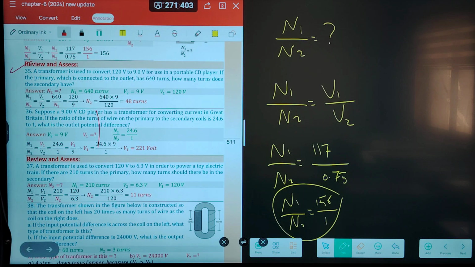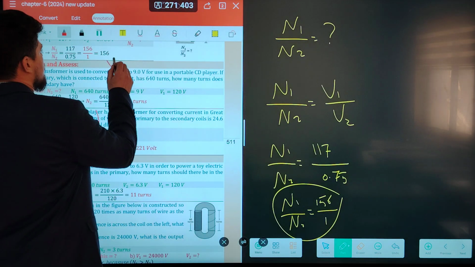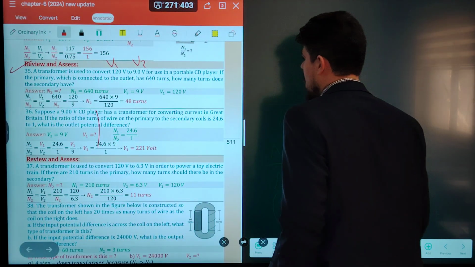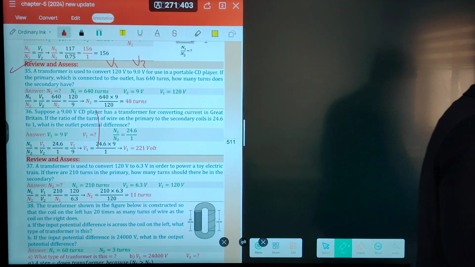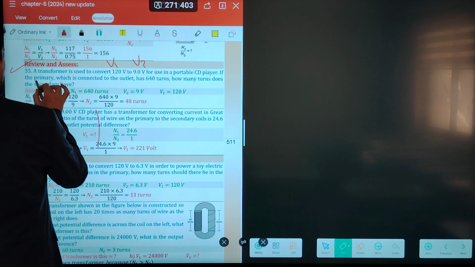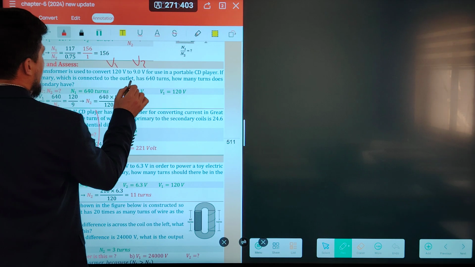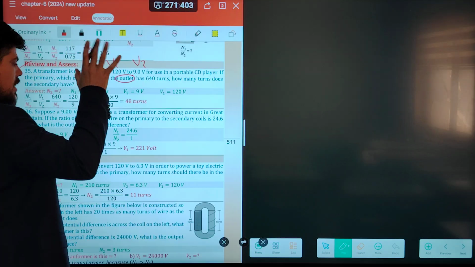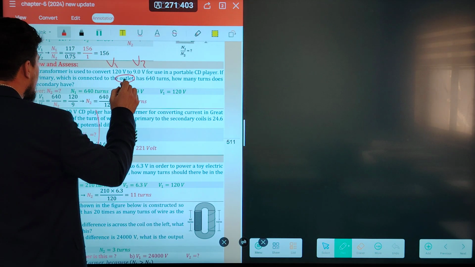A transformer is used to convert 120 volt to 9 volt. This is step down, V1, V2. A portable CD player is the secondary, which is connected to the outlet. What do you mean by outlet? Sorry, primary. Outlet means N1 or V1 or I1.